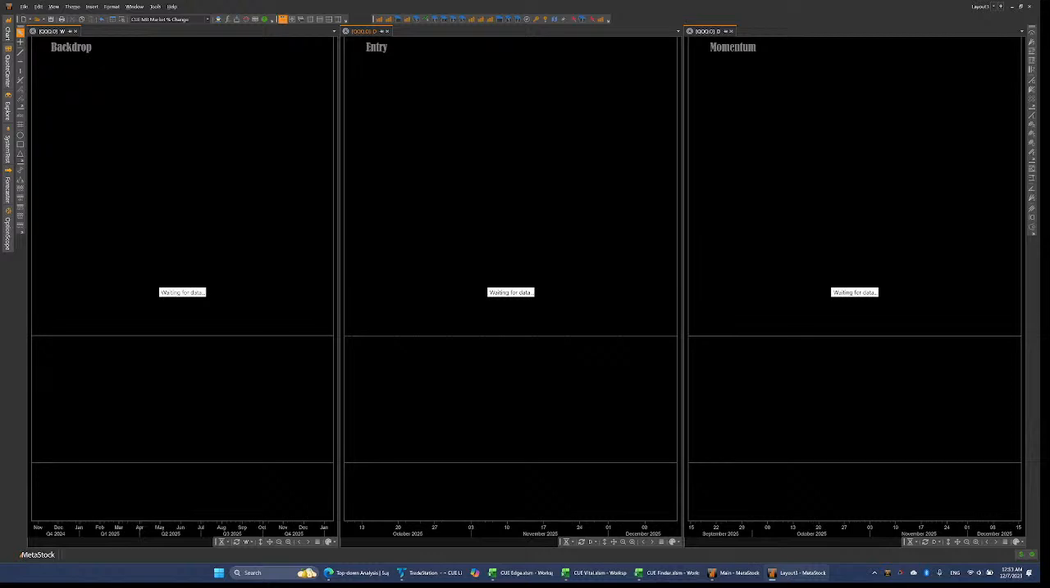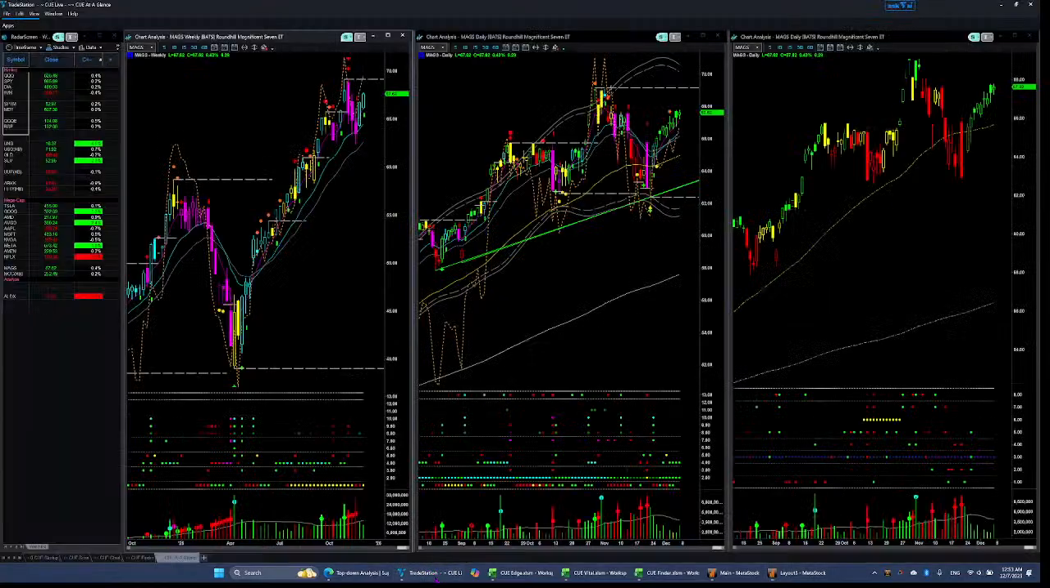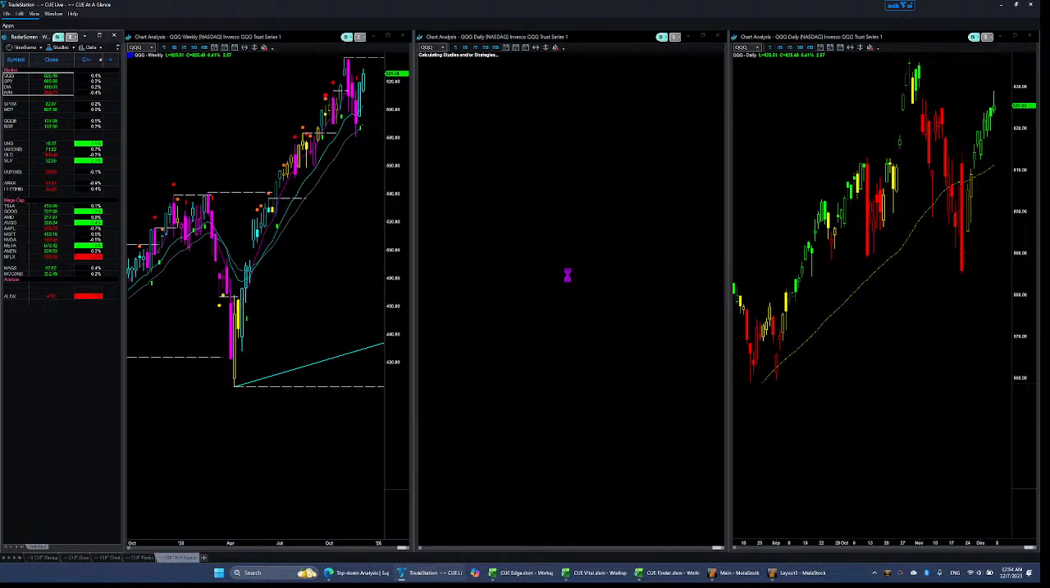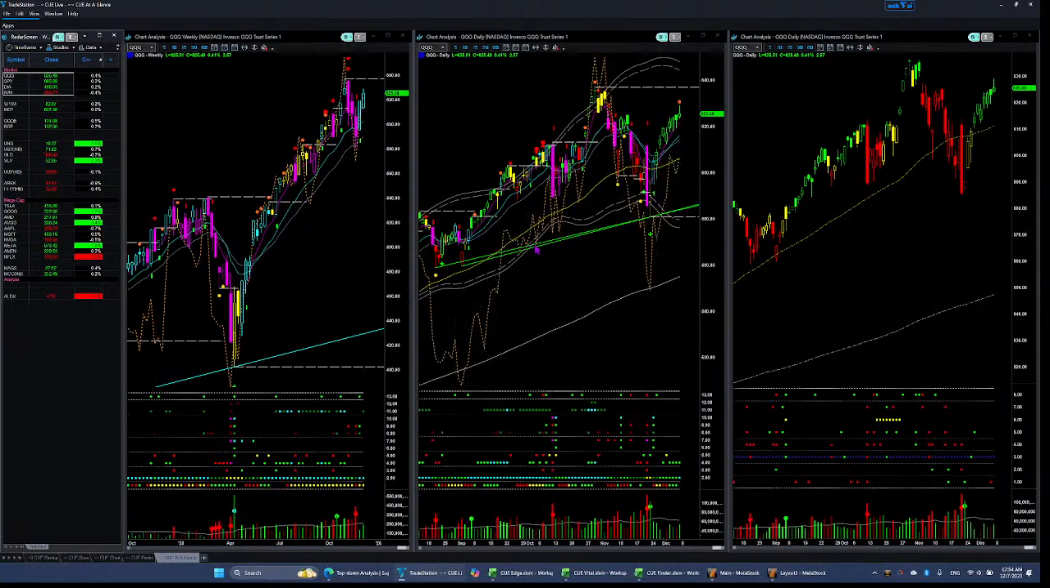Next is QQQ. I'm expecting it to be the strongest because it is most influenced by mega caps, and mega caps outperformed this week. I'm running multiple programs. It is taking a while on Metastock, so therefore I am switching to TradeStation. It is always good to have two platforms if you are trading seriously. Two platforms with the same trading system that you use.